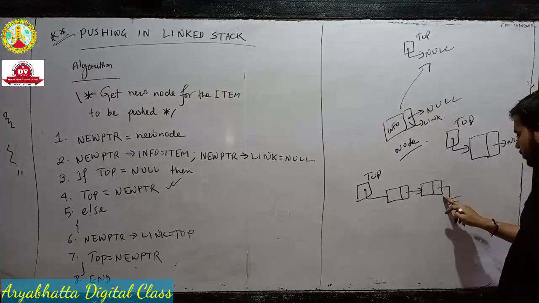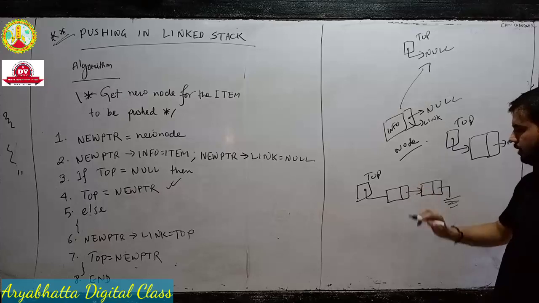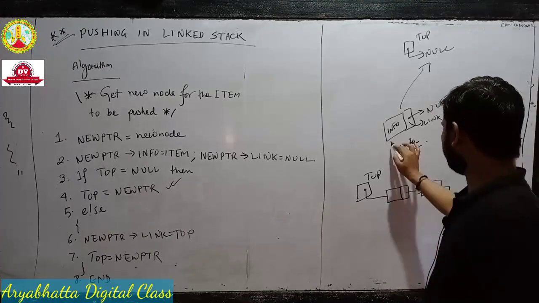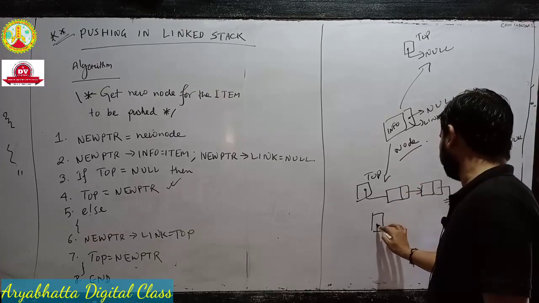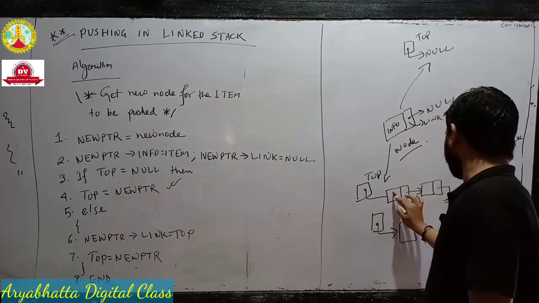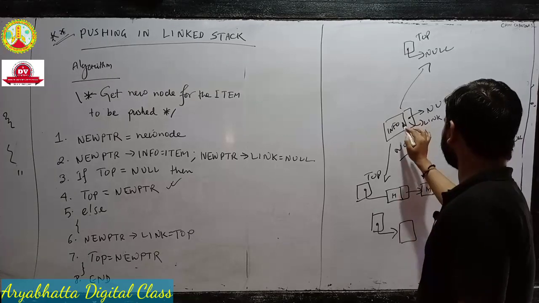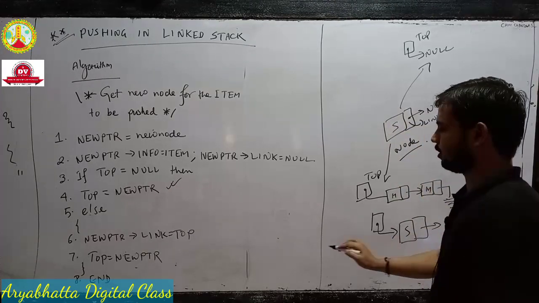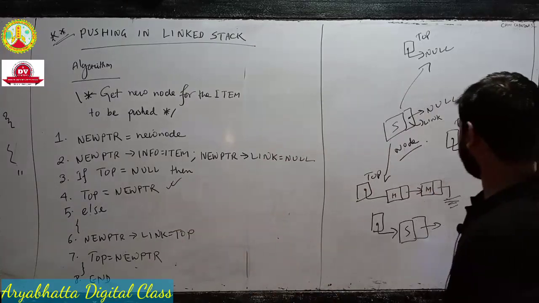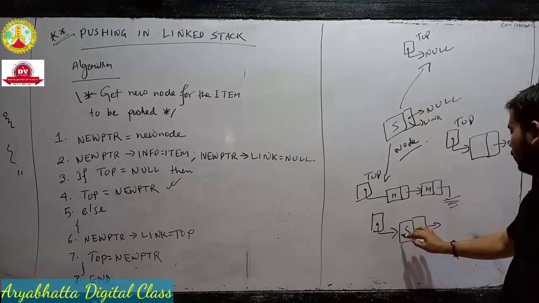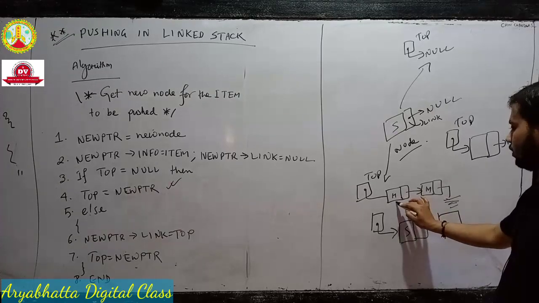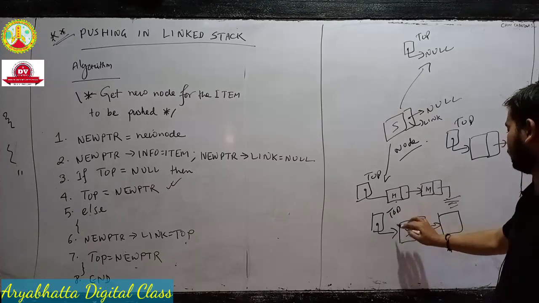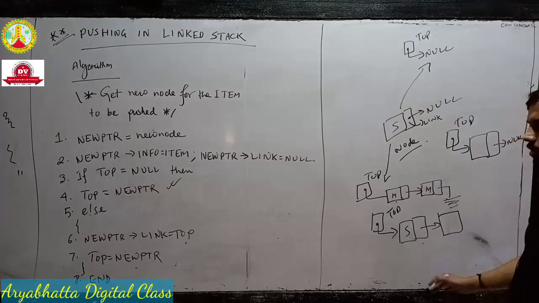Otherwise, if your top is not null, suppose this is the existing list, and you have to push in this list. Then your new node is coming in here. Suppose this is H, this is S. S is coming in here, means your new BTR link will be top. Initially this is top, now your new BTR link will be what? At the H position, means top, and new top will be your new BTR, okay?